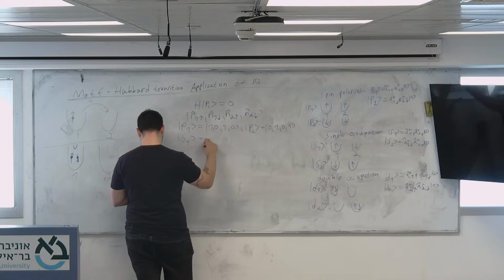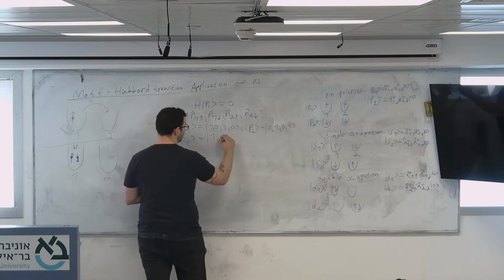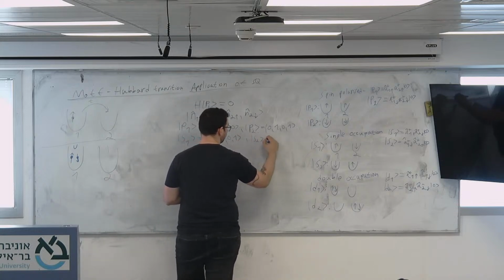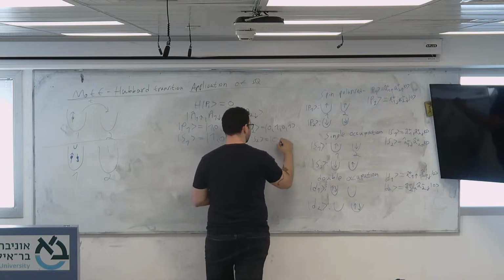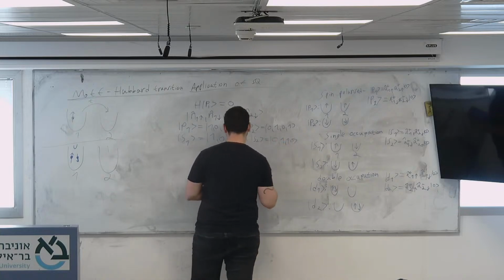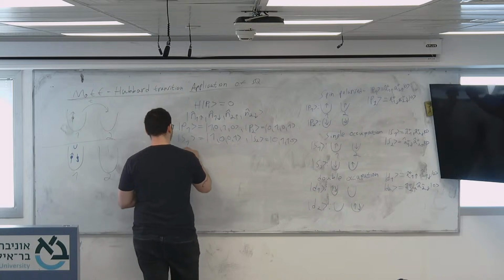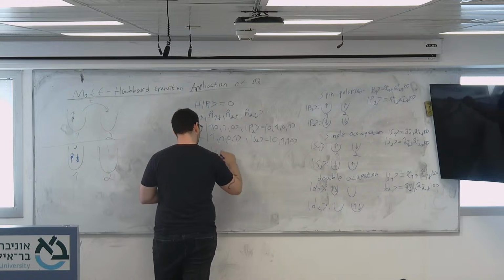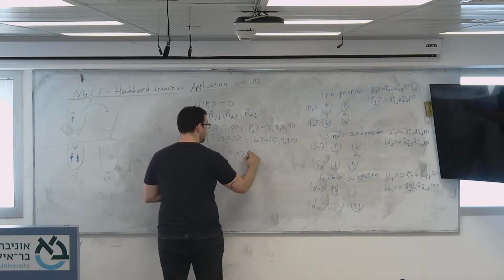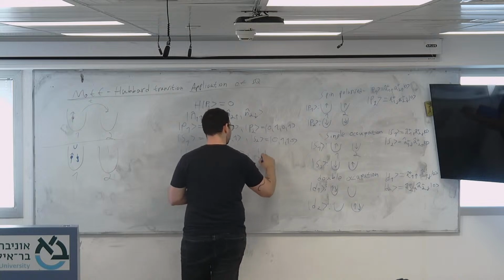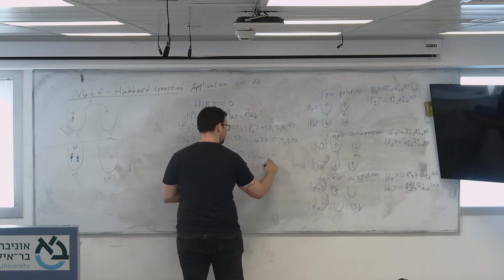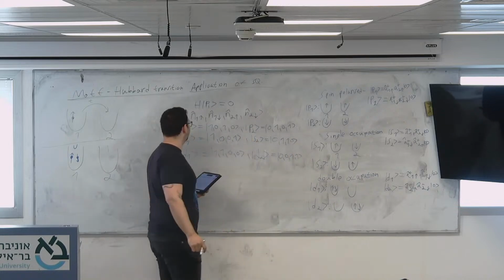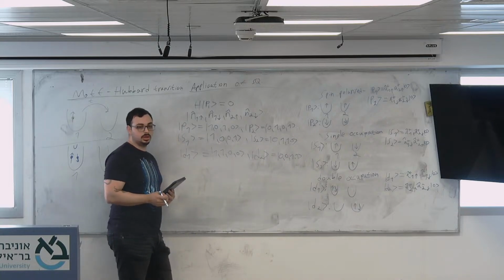S1 equals 1, 0, 0, 1. S2 equals 0, 1, 1, 0. D1 equals 1, 1, 0, 0. D2 equals 0, 0, 1, 1. Alright, so again, we have 2 of the eigenvectors.